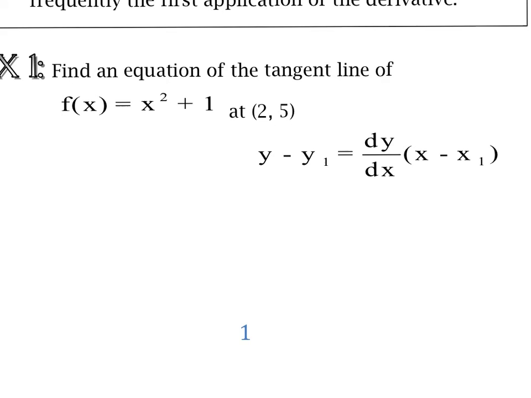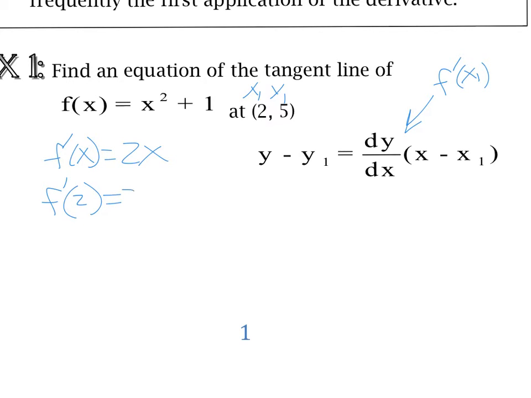A couple things. First off, this is my x1 and this is my y1. That's beautiful. I'm 2/3 of the way done with this problem. All I need now is the derivative, and I need the derivative at x1. So another way of thinking of this is f prime of x1. That's what you need. So first thing we're going to do is find f prime of x. Well, f prime of x is just 2x. So what's f prime of x1? My x1 is 2. It's 2 times 2, so it's 4.